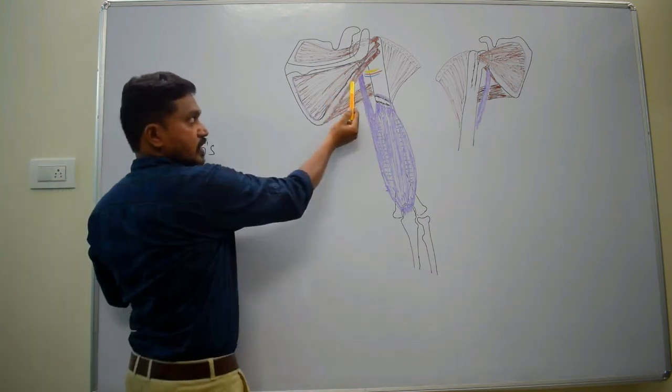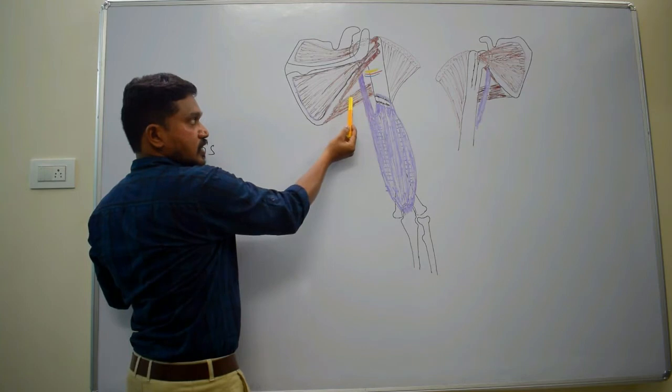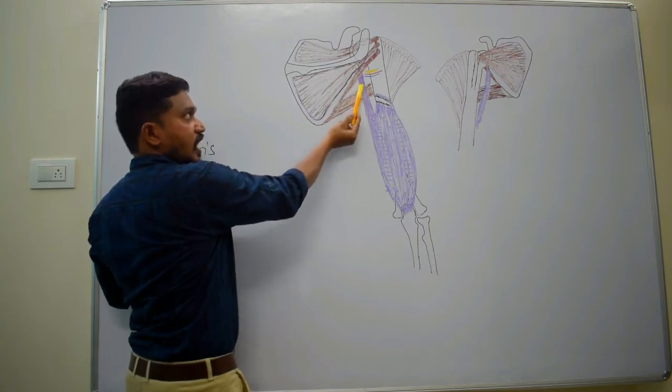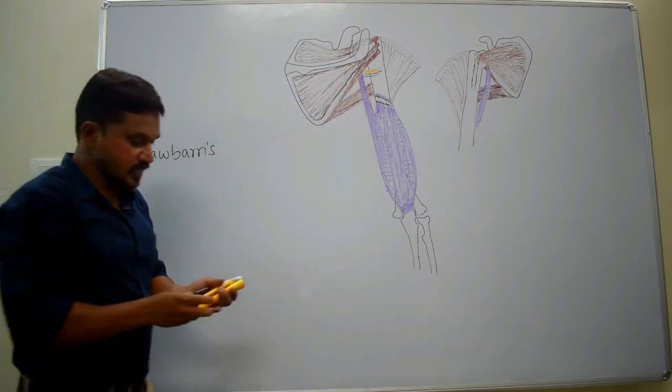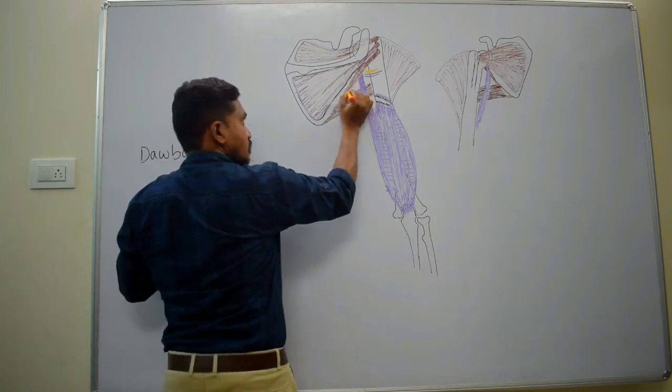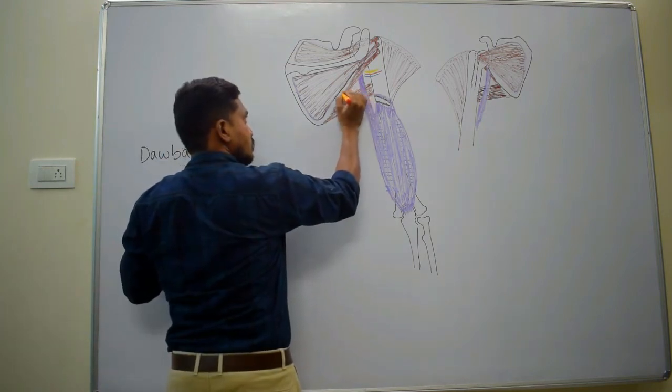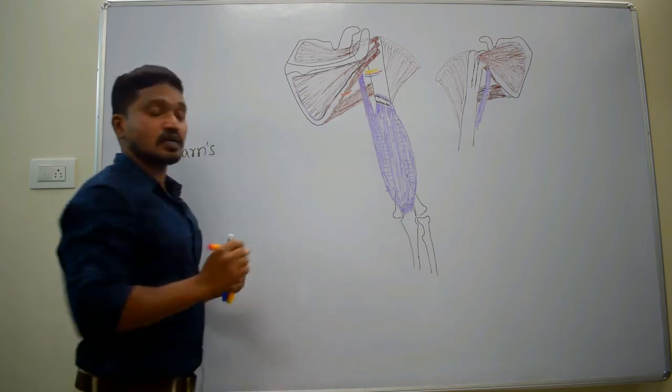Boundaries: superiorly by teres minor, inferiorly by teres major, laterally by long head of triceps. Then what are the contents? Circumflex scapular artery. Actually, circumflex scapular artery is a branch from the subscapular artery.